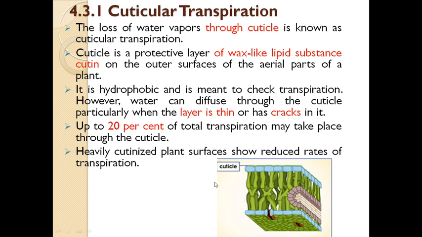See, when the cuticle thickness is more, the rate of transpiration is low. When the cuticle thickness is less or reduced, then the rate of transpiration is high. Plants exposed to sunlight have a thick cuticle, while plants in shaded areas have a thin cuticle. Xerophytic plants specifically have a very thick cuticle to avoid transpiration. This is regarding cuticular transpiration.